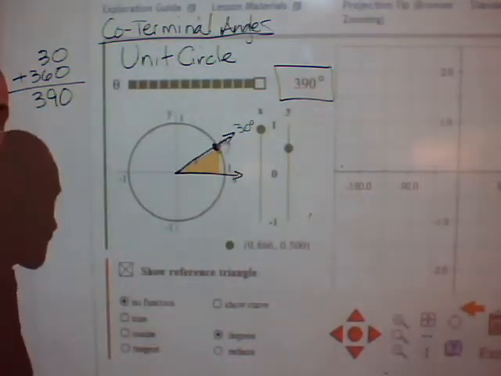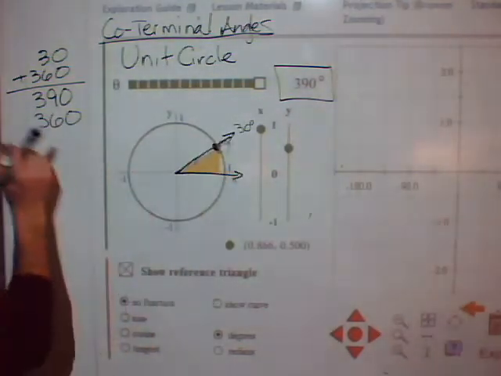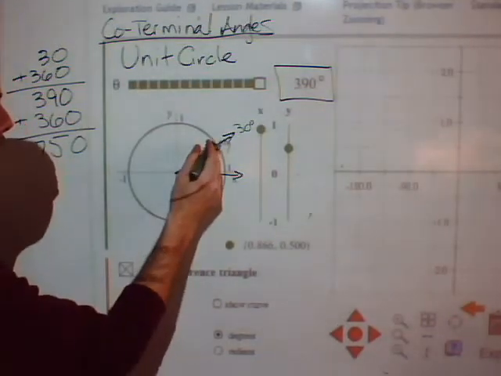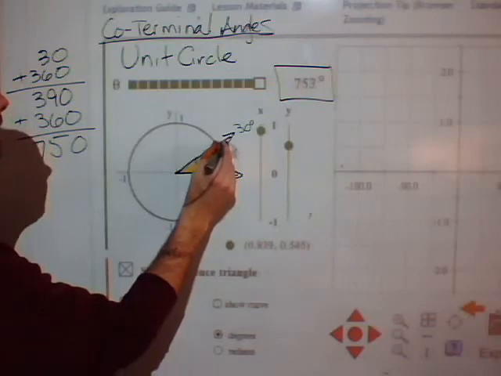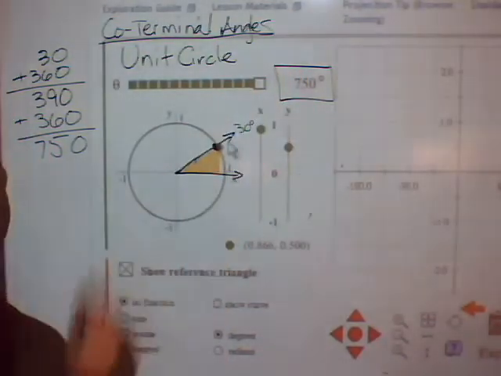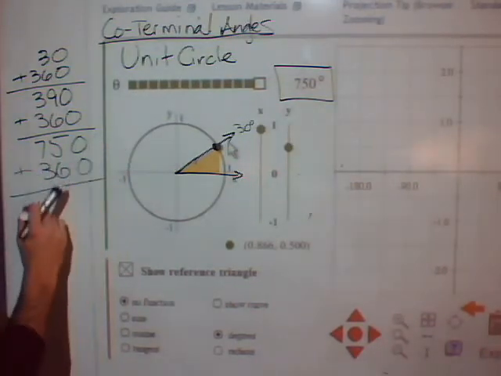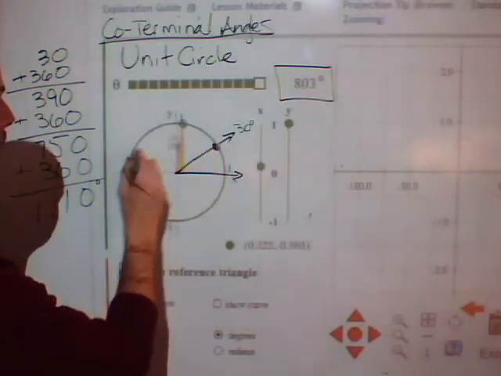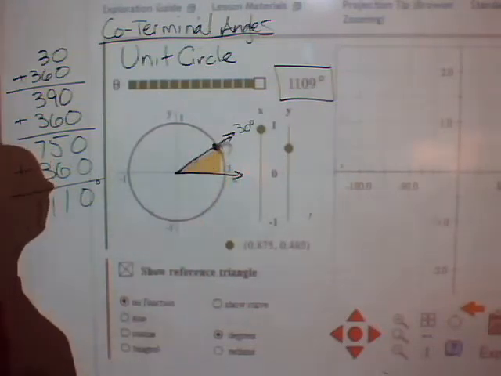Now, I can get another one if I add another 360 degrees to this. If I go around the circle yet another time, add another 360, you get 750 degrees. So if I grab my point and go around the circle again, the next time I get to the same spot is at 750 degrees. And I could go around again and again and add another 360, which would be 1,110 degrees. So you can see I go around again and get back to the same spot.